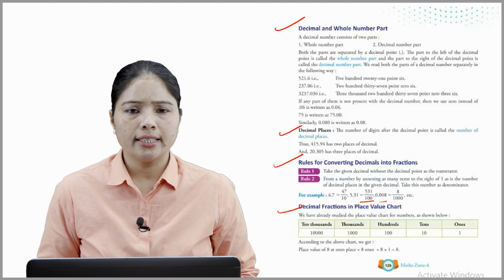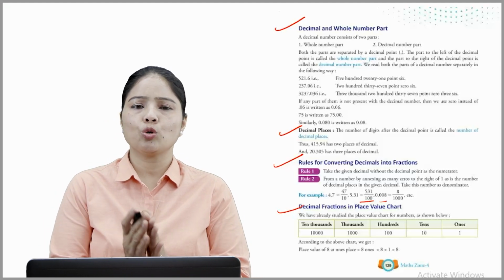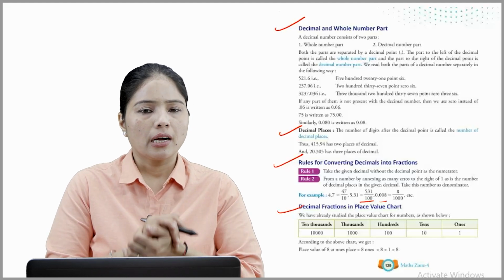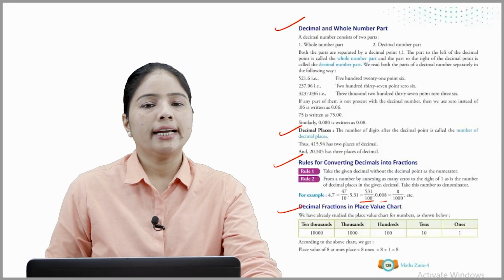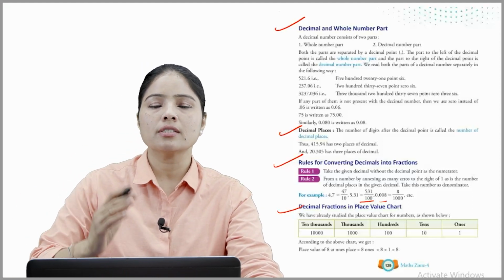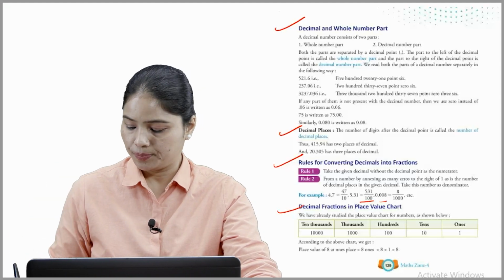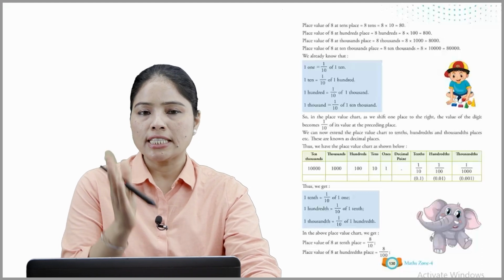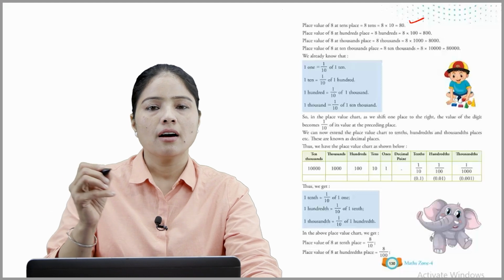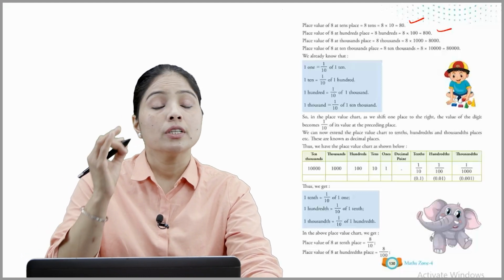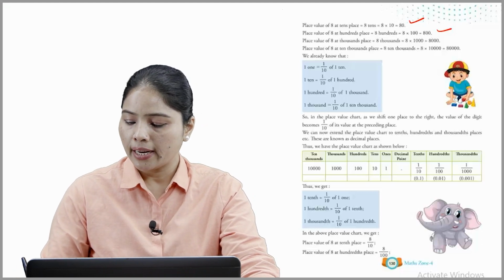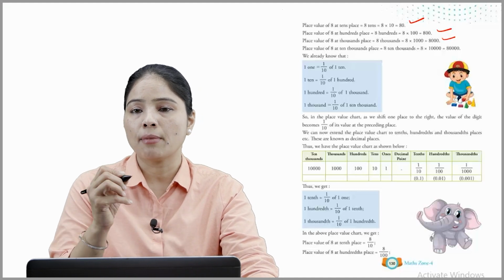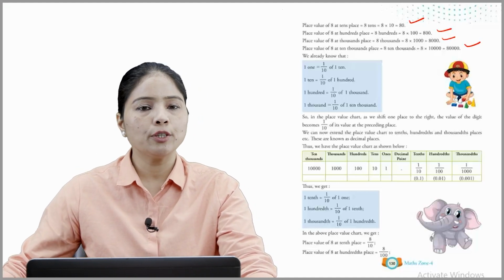We have already studied the place value chart for the numbers as shown below: ones, tens, hundreds, thousands and 10,000s. According to the chart, place value of 8 at ones place is 8 ones, equal to 8 into 1, is 8. Next is place value of 8 at tens place. So 8 at tens place has place value 80. At hundreds it is 800. At thousands it is 8000, and at 10,000s place it becomes 80,000. Okay, I hope you understood.